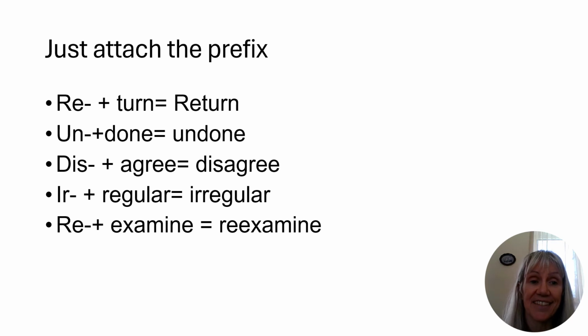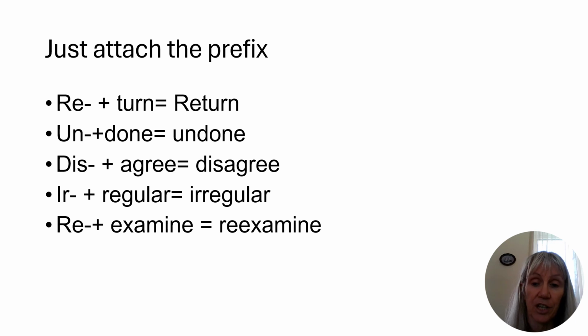Just attach the prefix. So, if the word root is turn, and we add the prefix re to it, which means to do again, return, to turn again. Return the clothing to the store when they don't fit. Un plus done, undone. There is no change in spelling. Dis plus agree. We're starting with a vowel sound, and still there is no change in spelling. Disagree.